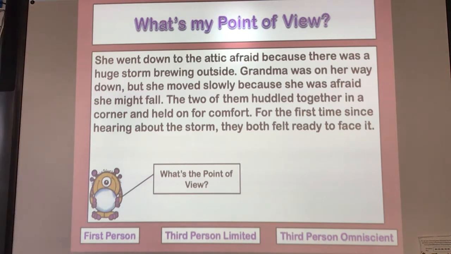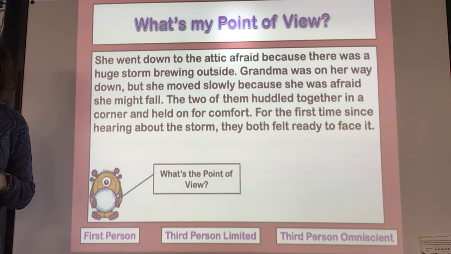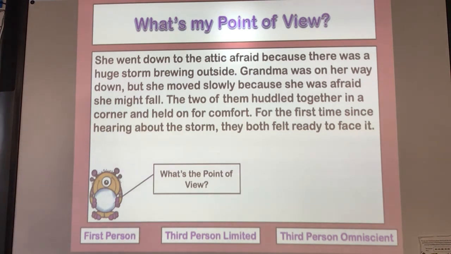Okay. All right. She went down to the attic afraid because there was a huge storm brewing outside. Grandma was on her way down, but she moved slowly because she was afraid she might fall. The two of them huddled together in a corner and held on for comfort. For the first time since hearing about the storm, they both felt ready to face it. What do you think? I'm going to go with, I don't think this one's right. Nick? Third person omniscient. That's what I would say.